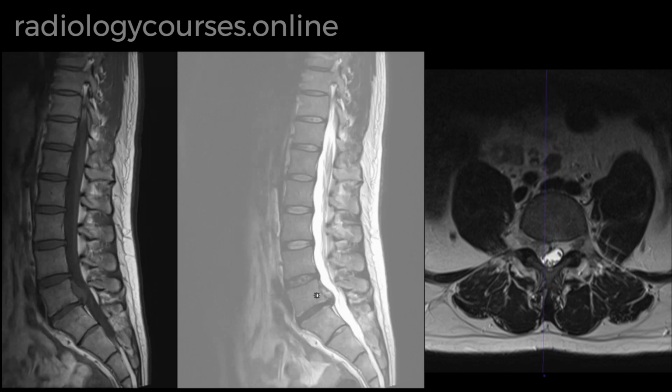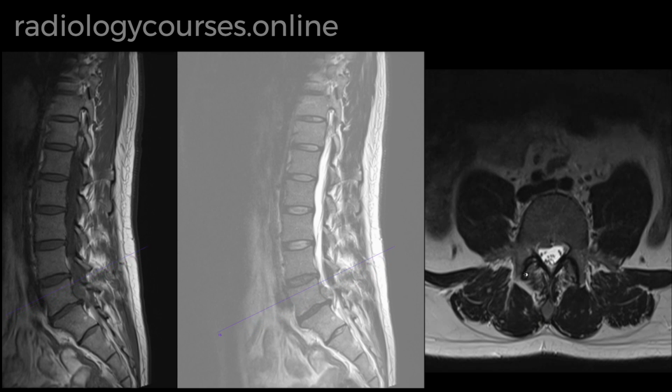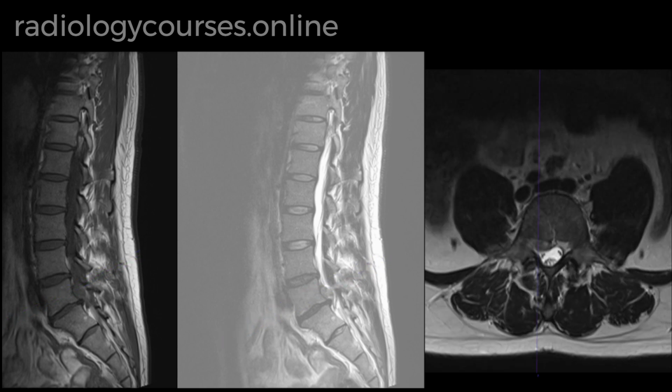I would ask this patient to be referred urgently to the spinal surgical team and proceed from there. So in summary, here I have a case of right paracentral disc protrusion with superior migration.